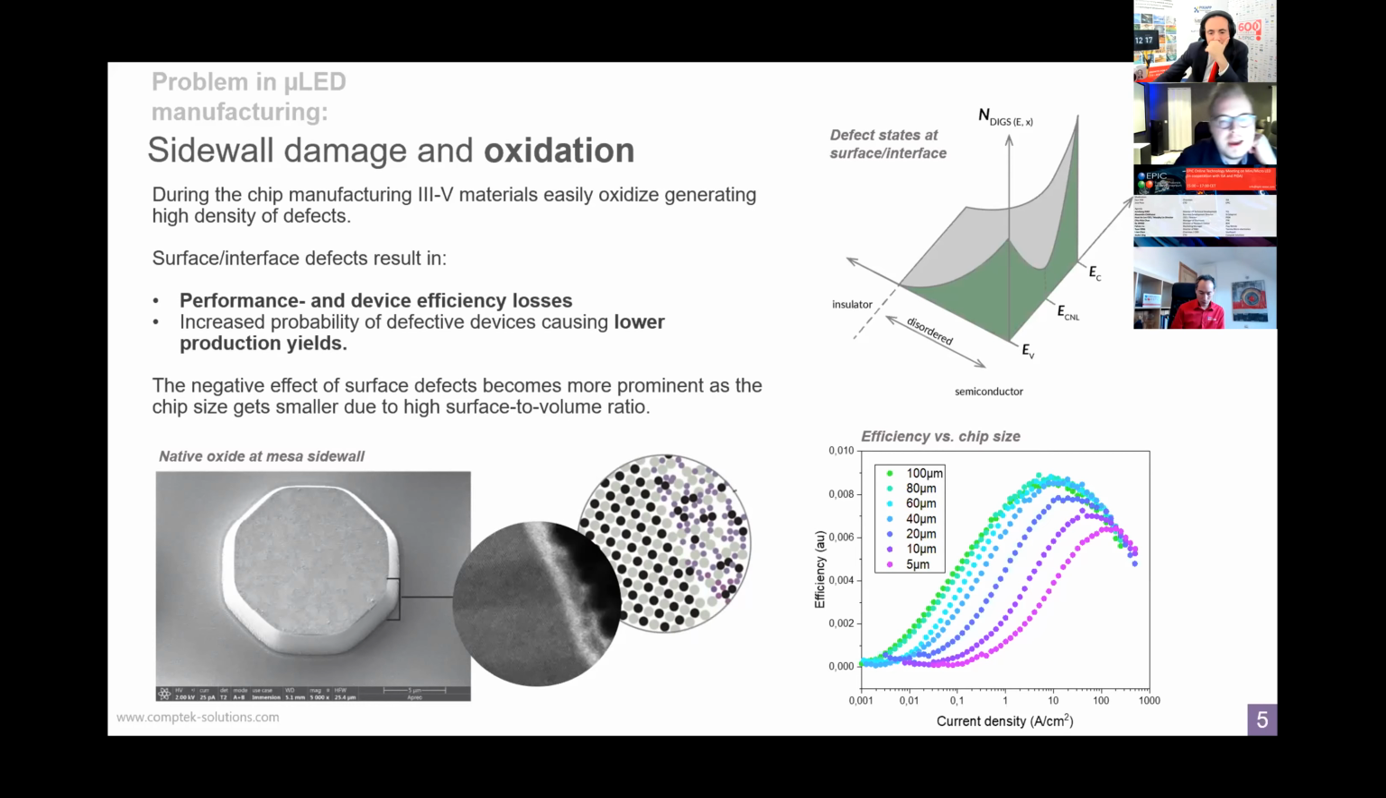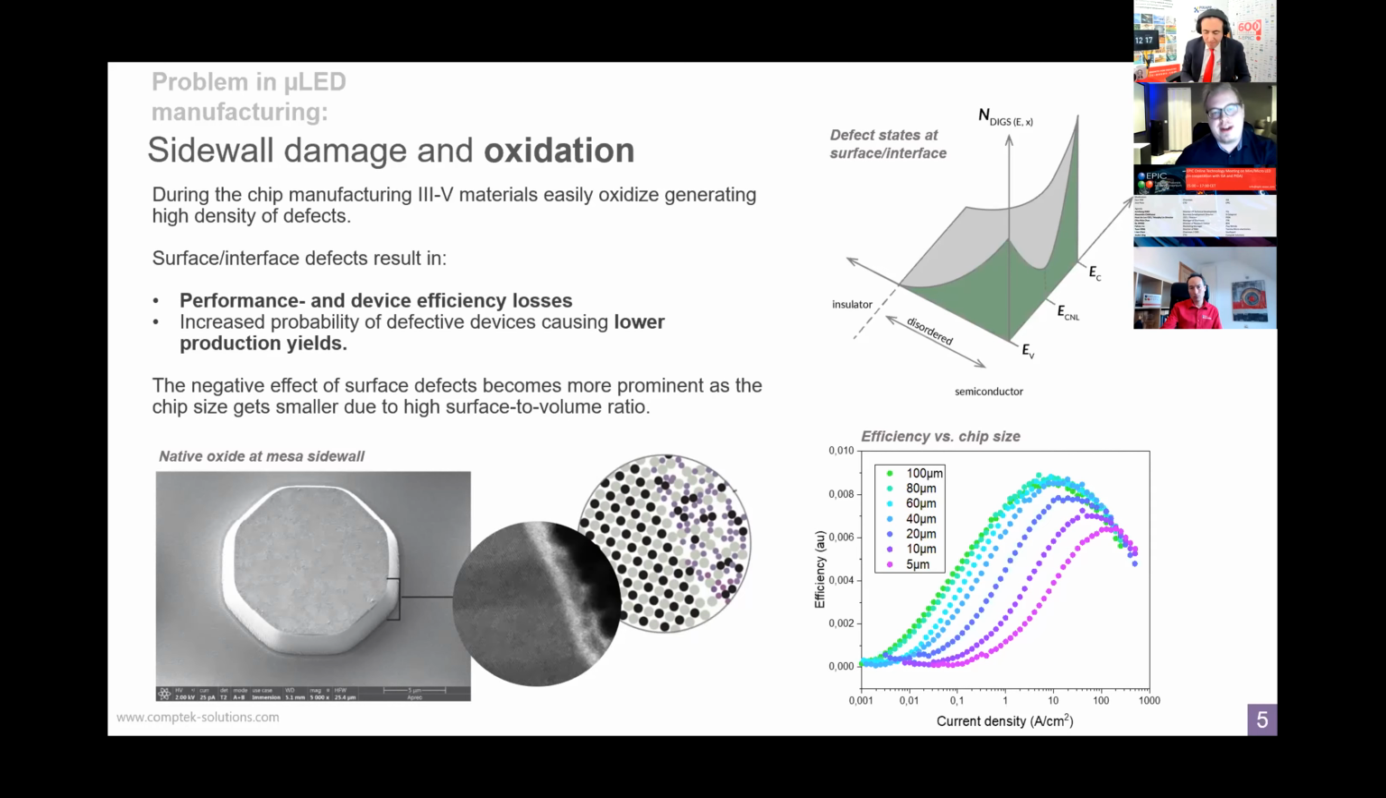And that is also shown here in a real life picture: if you have a 100 micron micro LED and you go down to 5 micron, your efficiency goes down drastically, but also the current density where we achieve the peak efficiency goes to very high current densities. So this is a big issue and needs to be solved if you want to make very high brightness and efficient displays or any kind of micro LED application.